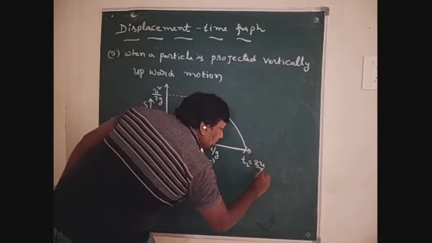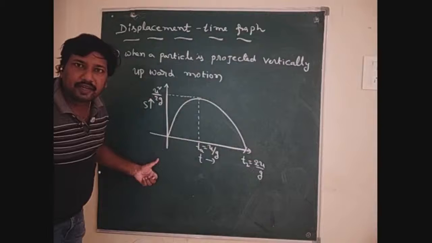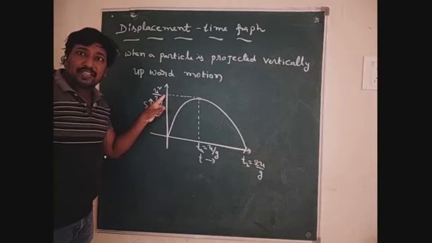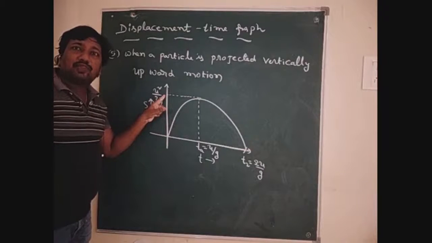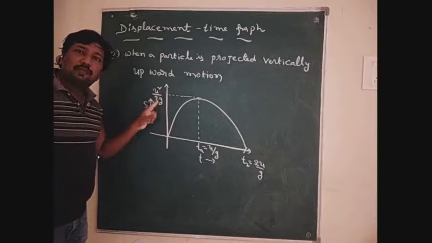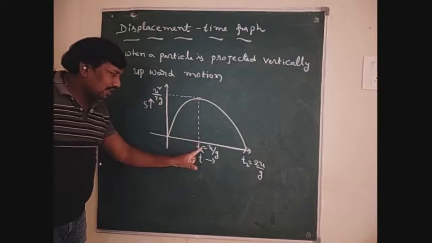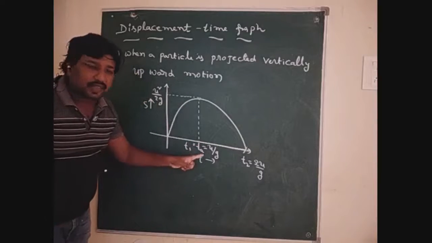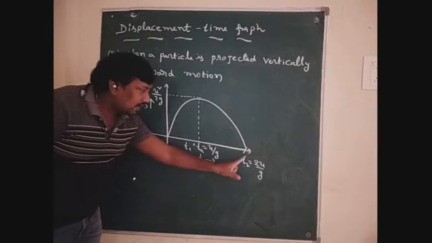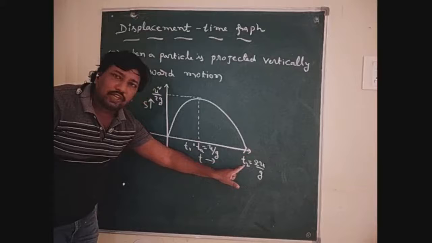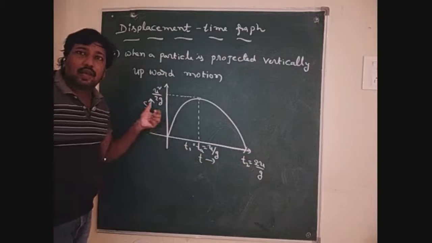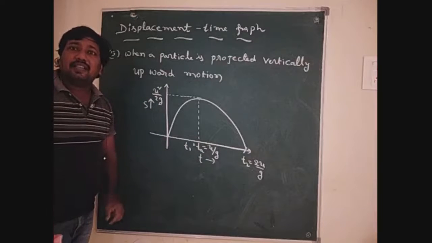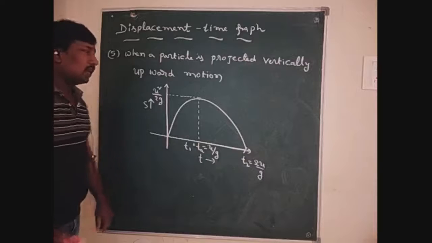Its value is 2u by g. Once again I want to repeat. This is the maximum height, where the vertical displacement is maximum, u square by 2g. This point is t1, the time of ascent, equal to u by g. This is the time of flight, t2 equal to 2u by g. This is one example of a vertically projected body represented by the displacement time graph. Okay.